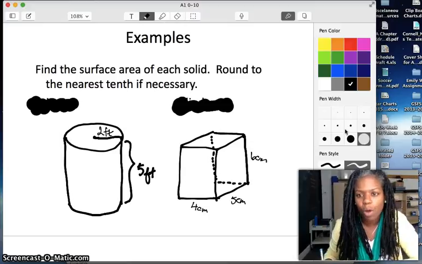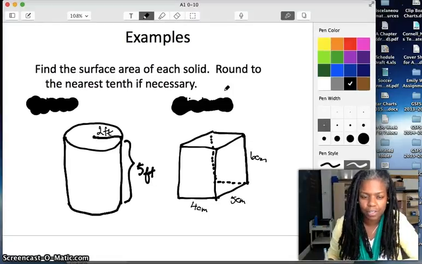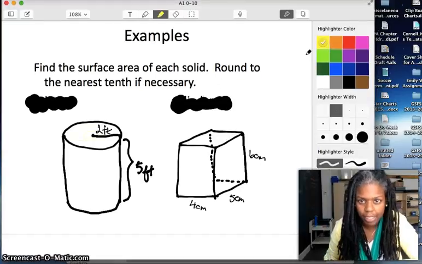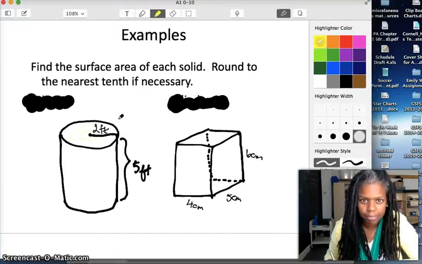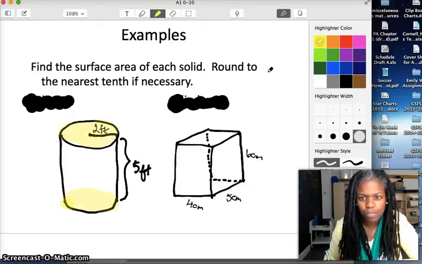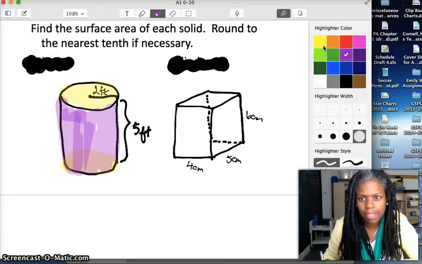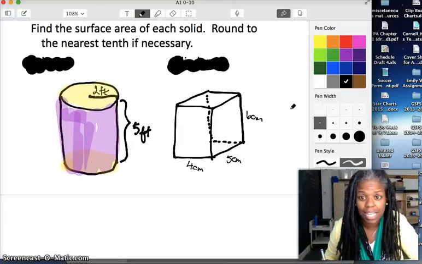We need to think about how we can find the surface area of a cylinder. Well, first of all, let's think about what a cylinder is comprised of. We have the top circular portion, and then we've got, which we can't see, a bottom circular portion that would be inside. And then of course we've got the sides, all the way around. So we need to think about what makes up the outside of the cylinder.